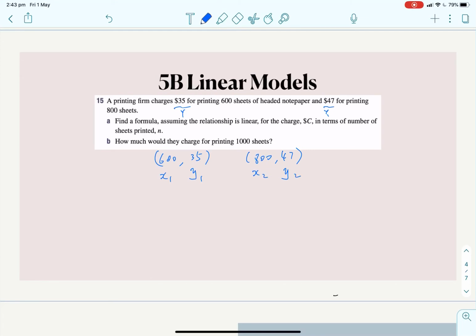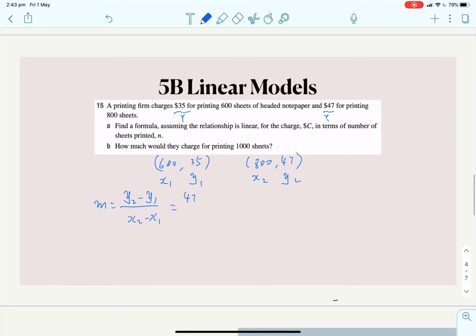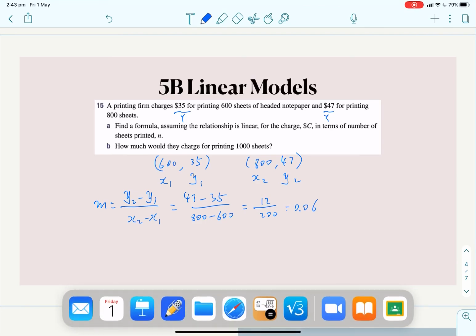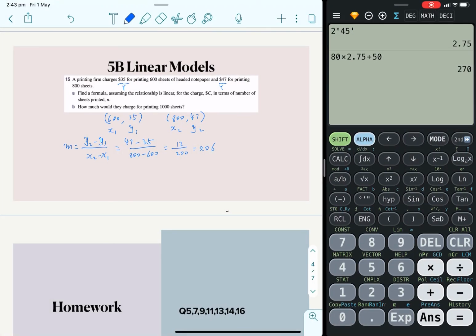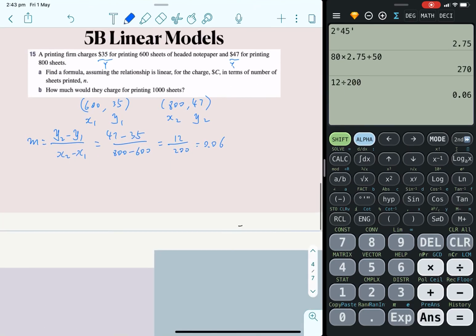Okay, if you remember, to find the gradient, M is y2 minus y1 over x2 minus x1. So you got 47 minus 35 over 800 minus 600. So it is 12 over 200, so it is 0.06. Should be correct, yeah. Just keep the calculator up. I'm losing my voice. 12 divided by 200, 0.06. Good. Now we got that part. We can just move on.